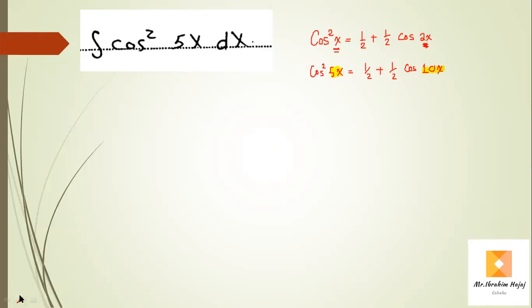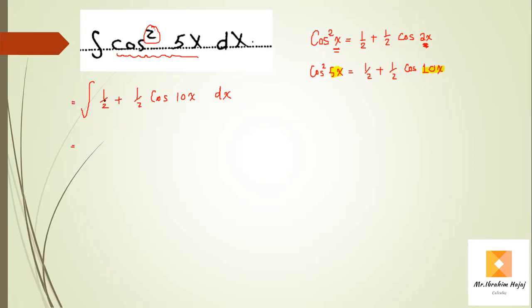So let's replace it here. Replace in the integral: substitute cosine squared 5x by 1/2 plus 1/2 cosine 10x. So we remove cosine squared and replace it by 1/2 plus 1/2 cosine 10x. We have reduced the power from 2 to 1, and instead of a product we now have a sum.